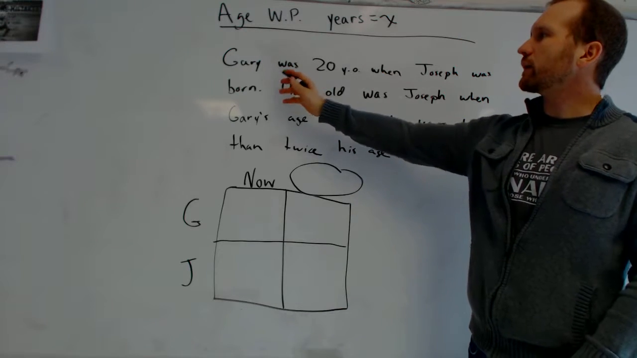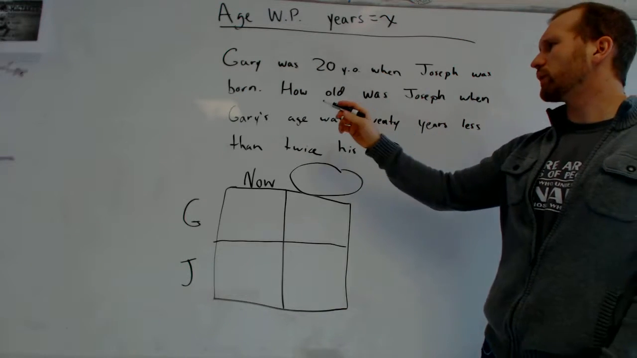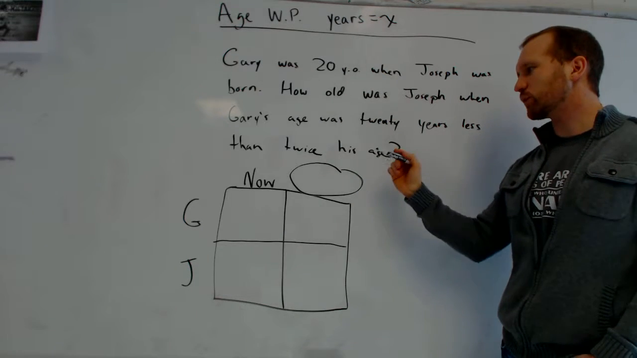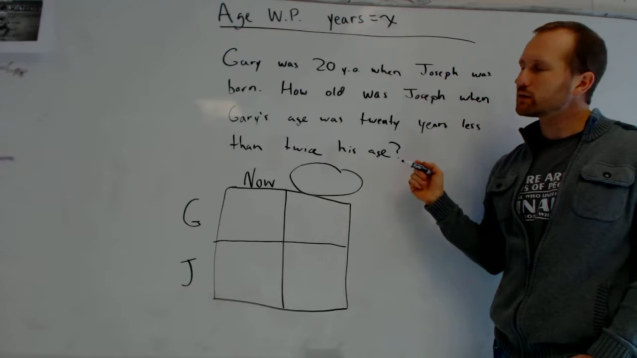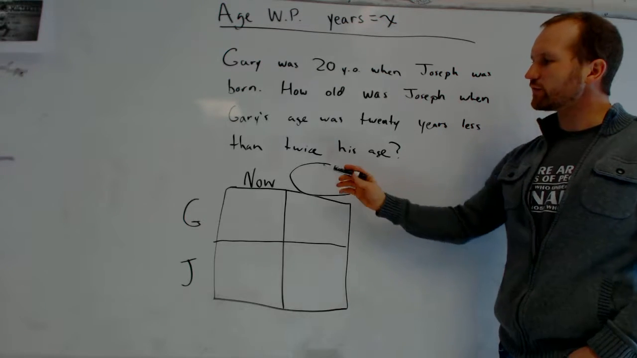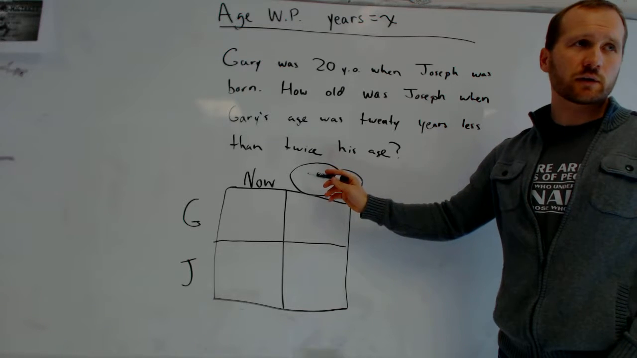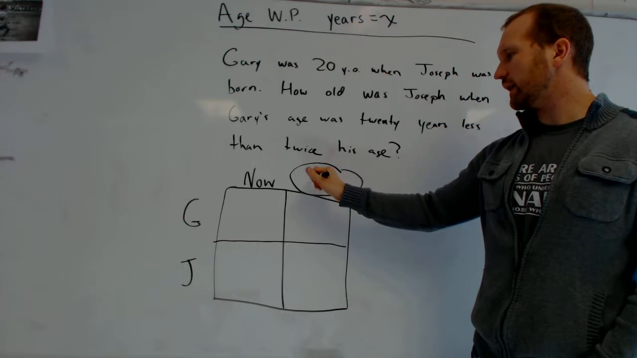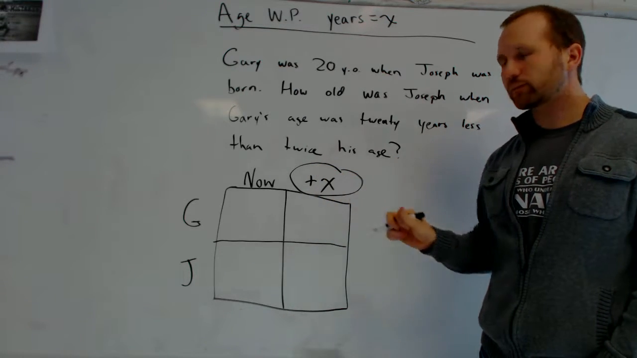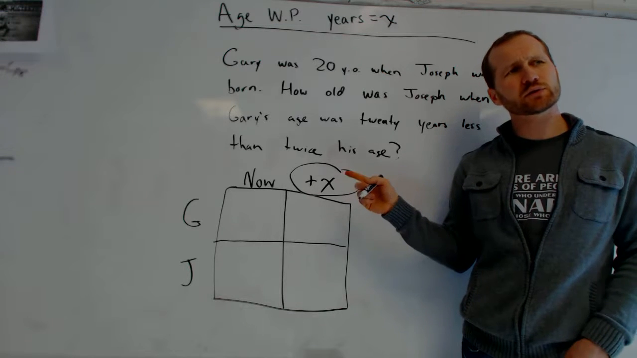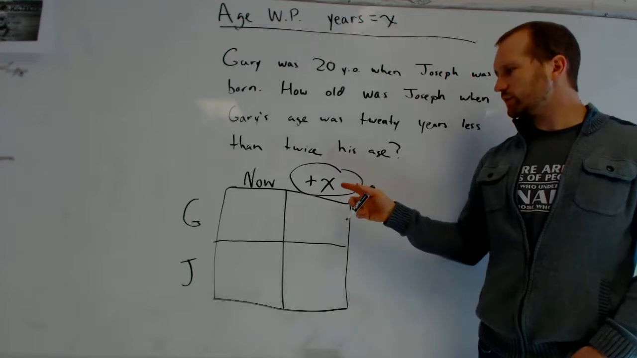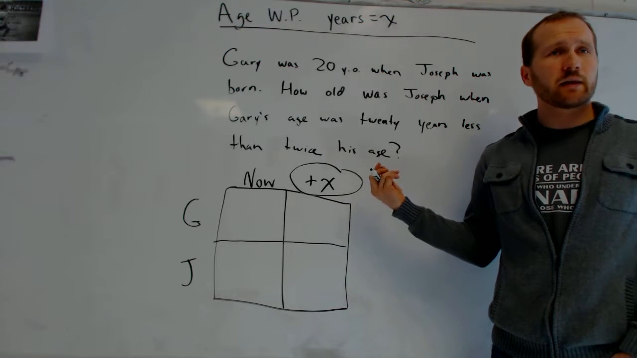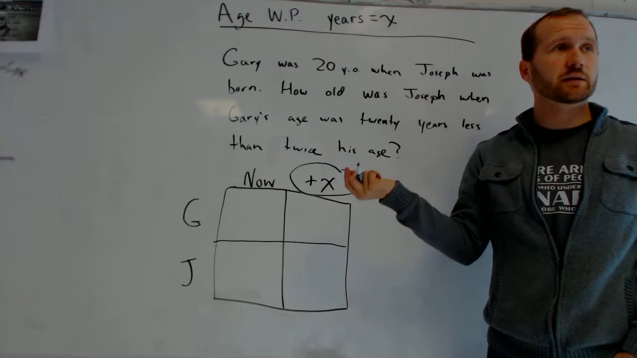So let's read the problem. Gary was 20 years old when Joseph was born. How old was Joseph when Gary's age was 20 years less than twice his age? So it's never telling us like in 10 years or in 30 years. So the key is to say plus x. And it actually doesn't matter if it's in the future or the past, because x could be a negative number. That would just tell us it's supposed to be in the past, not in the future.